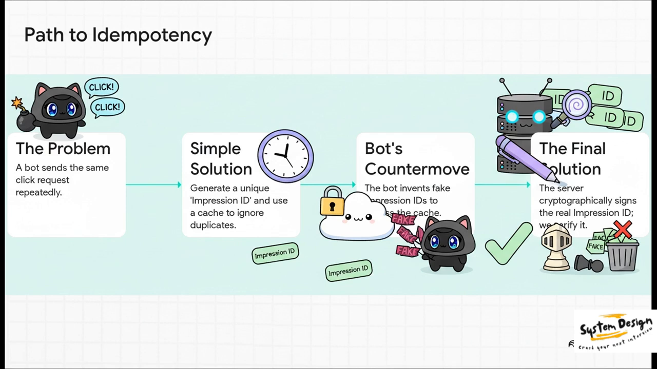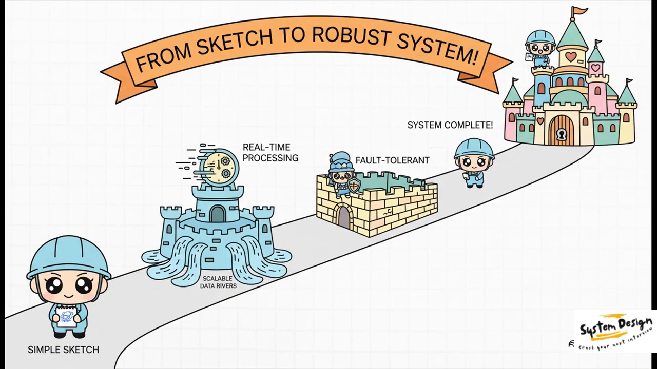Our server uses a secret key to attach a unique, unbreakable digital signature to every real impression ID. Now, before we count any click, we check that signature. If it's invalid or it's missing, we know it's a fake and we just throw it out. Checkmate.